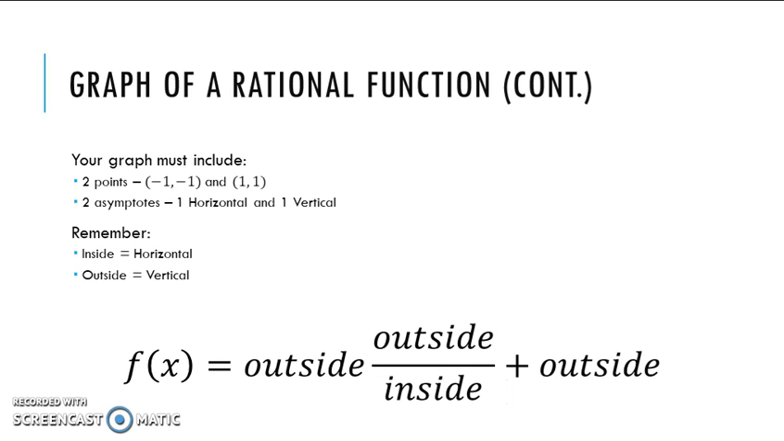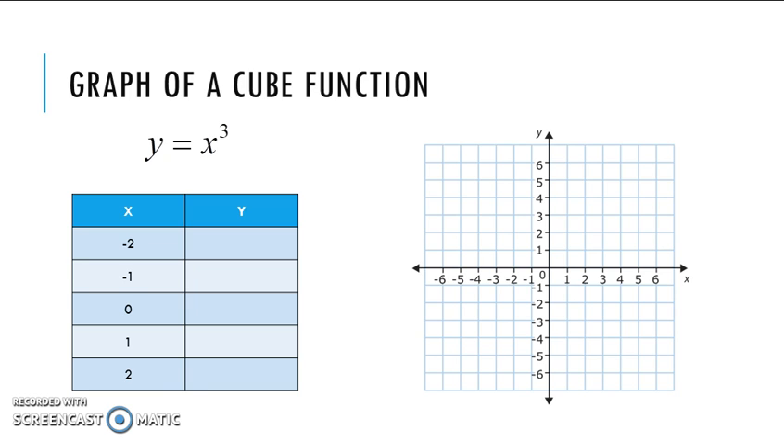Now, our other parent function that we're going to go over is called the cube function. It's called a cube function because it's y equals x cubed. Okay, I will go ahead and tell you guys now there are no asymptotes with this one. We're going to have 5 points. You're going to need to know those 5 points.